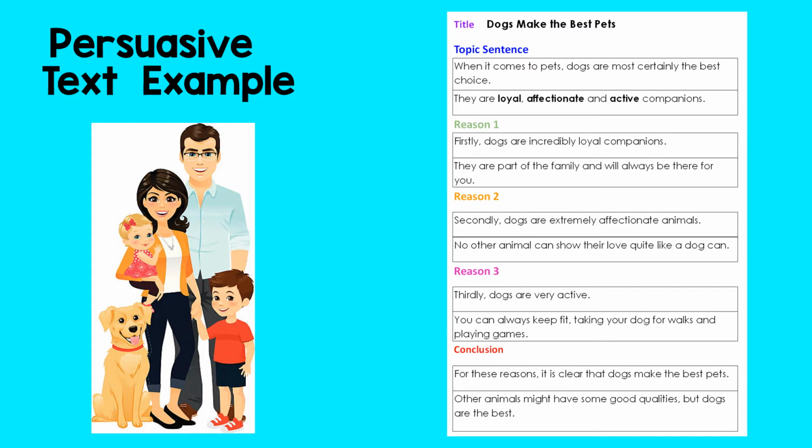Reason 1. Firstly, dogs are incredibly loyal companions. They are part of the family and will always be there for you. Secondly, dogs are extremely affectionate. No other animal can show you love quite like a dog can. Thirdly, dogs are very active. You can always keep fit taking your dog for walks and playing games.